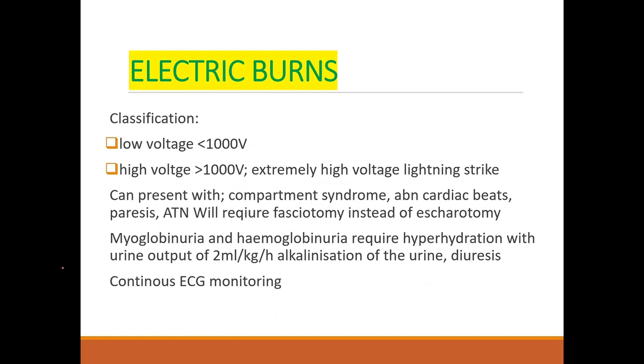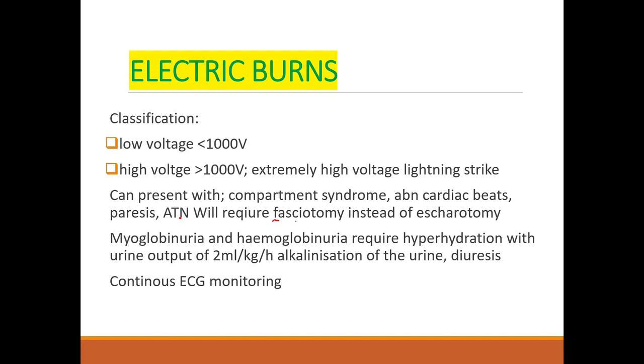Now, electric burns could be classified as low voltage burn, high voltage burn, and extremely high voltage burns. Low voltage burns are those from voltage in domestic appliances, okay, from your socket, from your light bulb. High voltage burns are burns from transformers, high tension wires, more than 1000 volts. You have extremely high voltage, more than 10,000 volts, and these are seen in lightning, thunder strikes. Okay, can present with compartment syndrome. They can have abnormal heartbeat leading to arrhythmias, cardiac arrest, paresis, acute tubular necrosis. And it will require fasciotomy instead of escharotomy.